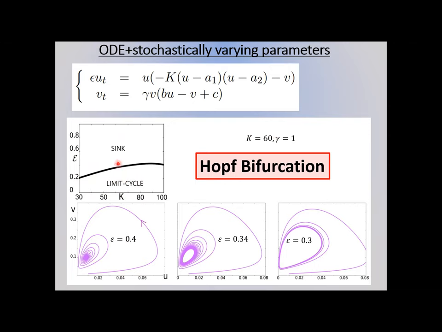And your trajectory goes to the sink. But if you go a little bit below in epsilon, then you have a limit cycle. And if you decrease epsilon more, you move away from the Hopf bifurcation, and your cycle is larger.